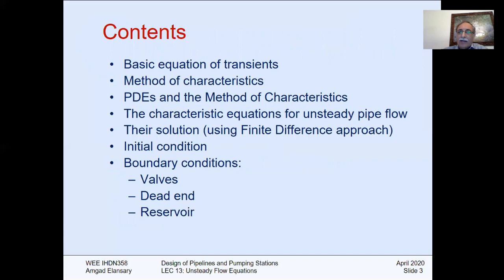Contents. We're going to take the basic equation of transients, the method of characteristics, the partial differential equation, and the characteristic equation for unsteady pipe flow, their solution using the finite difference approach, initial conditions, and boundary conditions: valves, dead end, reservoir, etc. Many boundary conditions will be discussed.